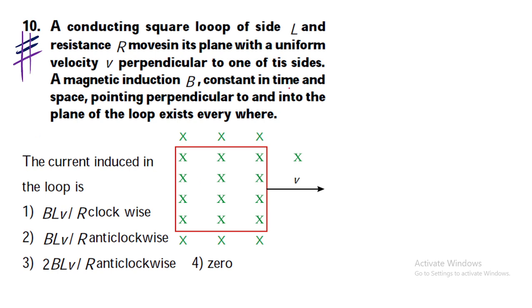Now the current they ask. What is it they are asking you? The plane of the loop exists everywhere. This is also part of the question here. The current induced in the loop will be. What is the current induced in the loop?